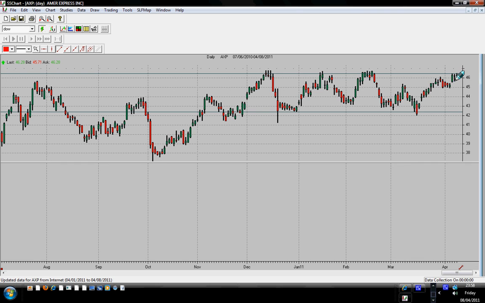You want to use your trading tool, your trading system, at a hot spot trading zone. This is a hot spot trading zone. This is a hot spot trading zone. This is also a hot spot trading zone. This was a hot spot trading zone.